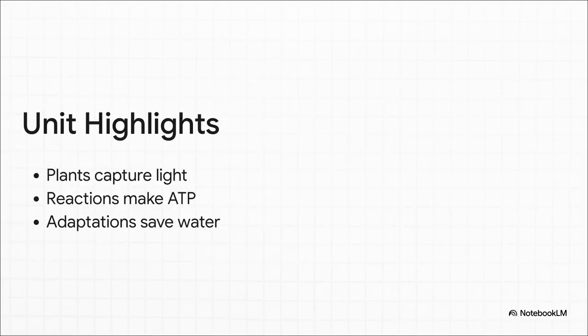So, as we wrap up this unit, here are the major takeaways you need to lock in. Plants capture light energy through photosynthesis. The light-dependent reactions produce ATP and NADPH, while the Calvin cycle uses that ATP and NADPH to build sugars. Also, don't forget that environmental conditions dictate the speed of all this, which is exactly why plants have evolved such incredible adaptations to reduce water loss and photorespiration. The bottom line? Photosynthesis converts light energy into chemical energy that supports almost all life.